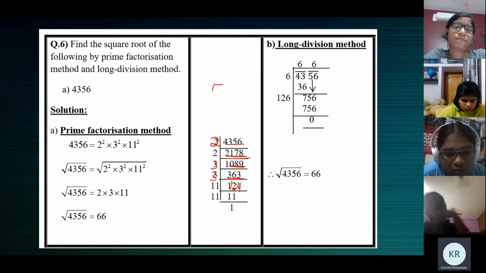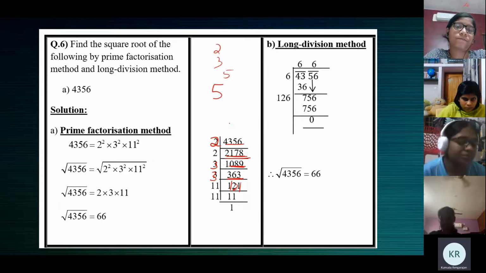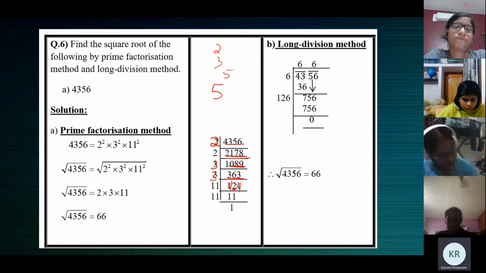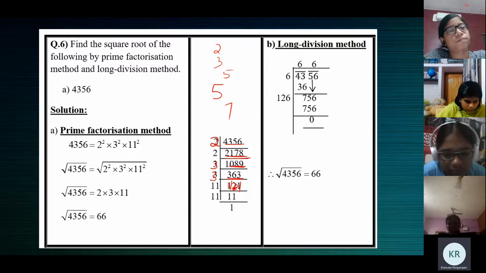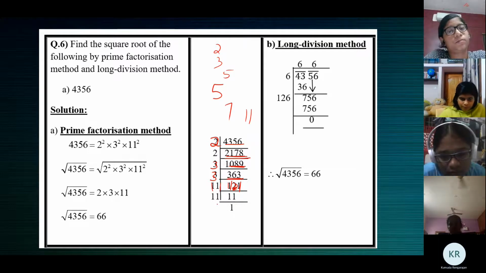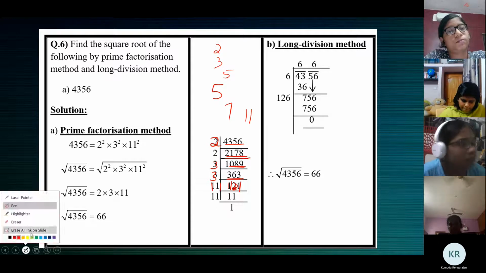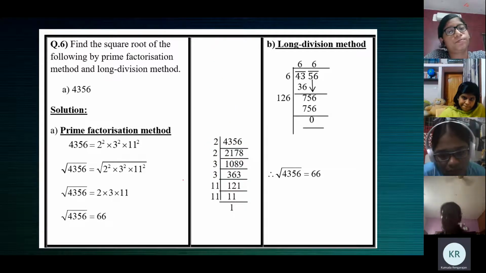Then I try 5. After 2 and 3, I will try 5 only. 121 is not divisible by 5. Then I'll check with 7. It's not divisible by 7. Then I'll check with 11. Yes, it is divisible by 11. Okay, so it's like that. So please check.